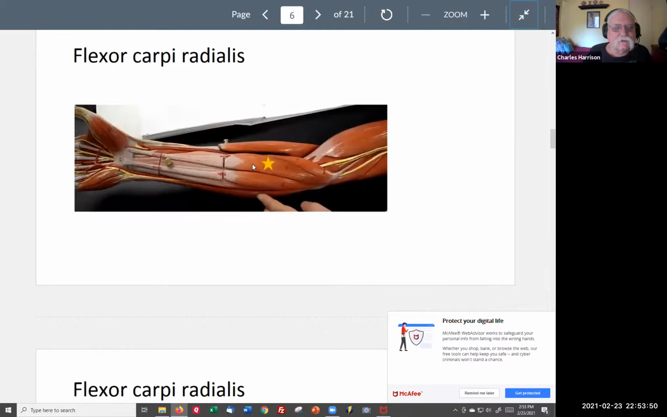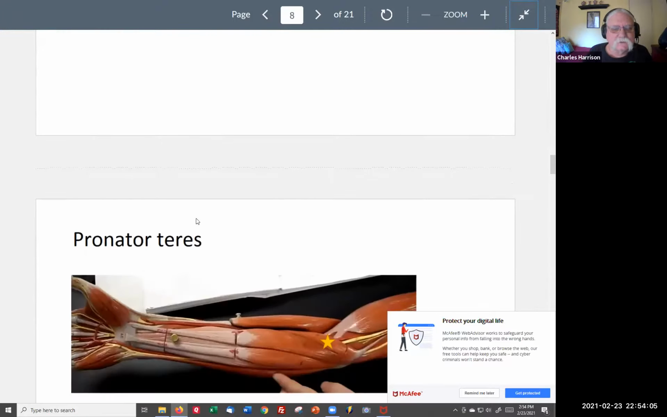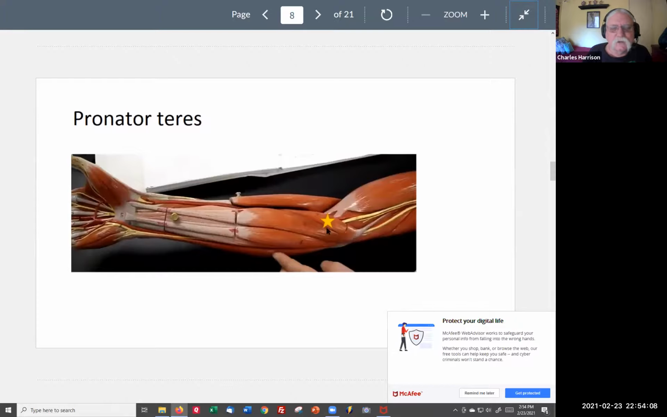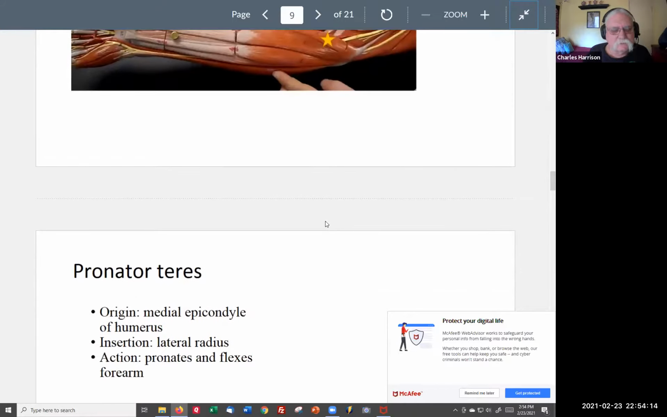Okay, so the next one is the flexor carpi radialis, as I said. Flexor side to the carpi and the radial side, flexor carpi radialis. Here's the pronator teres. Now, as far as the origins and insertions and actions, I know I was just sort of asked this. You're welcome to give me the ones on the abbreviated list that I provided you.